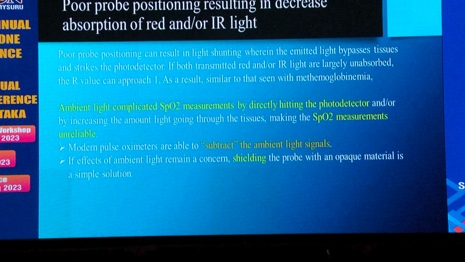Poor probe positioning: suppose there is ambient light. When ambient light, especially LED light, directly hits the sensor, the SpO2 monitor will be unreliable, especially in older devices. So cover the fingers. Second, newer machines will filter out the ambient light, so you need not worry about it.